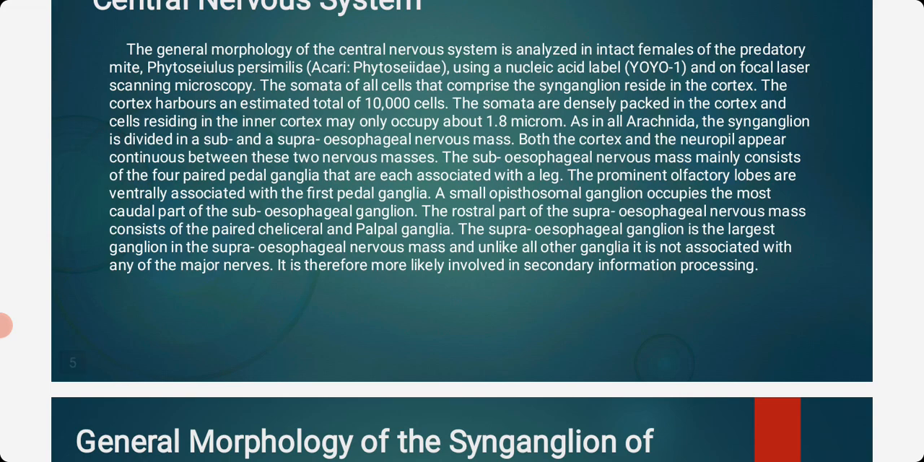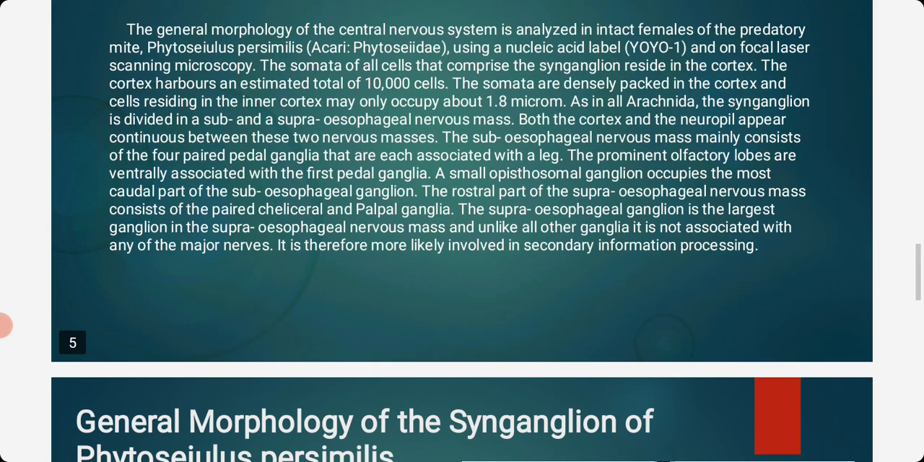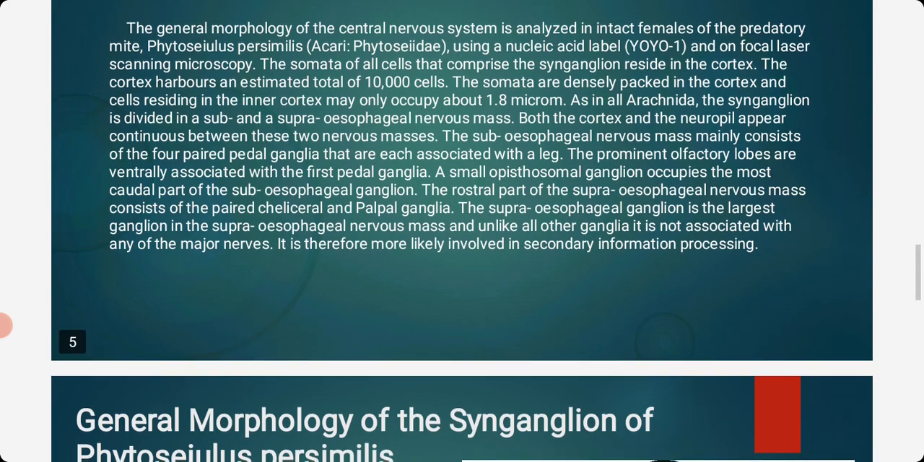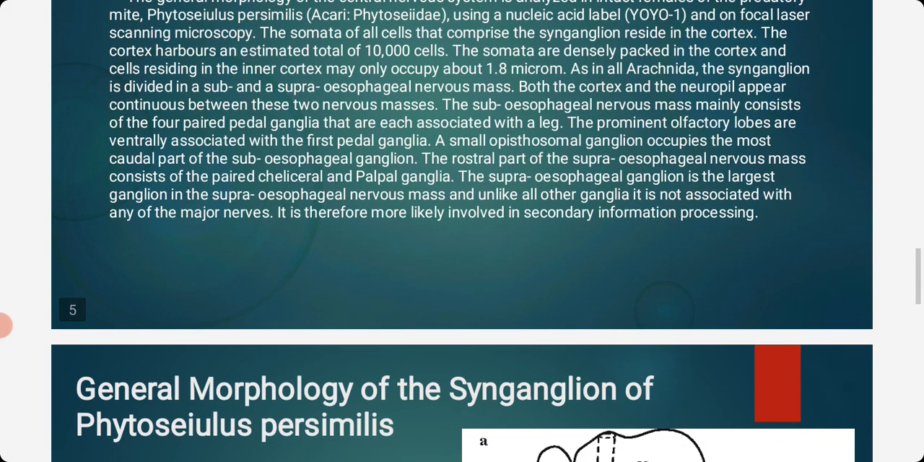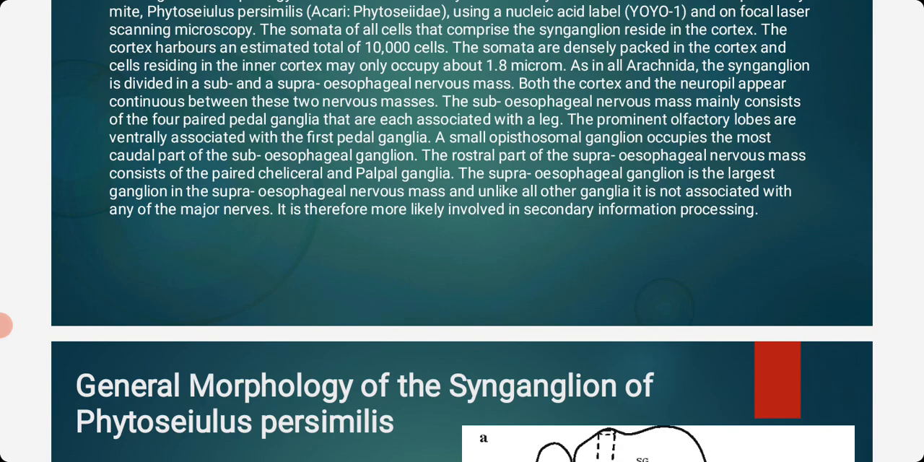So, the somata of all cells that comprise the ganglion reside in the cortex. And the cortex harbors an estimated total of 10,000 cells. The somata are densely packed in the cortex, and cells residing in the inner cortex may only occupy about 1.8 micron.